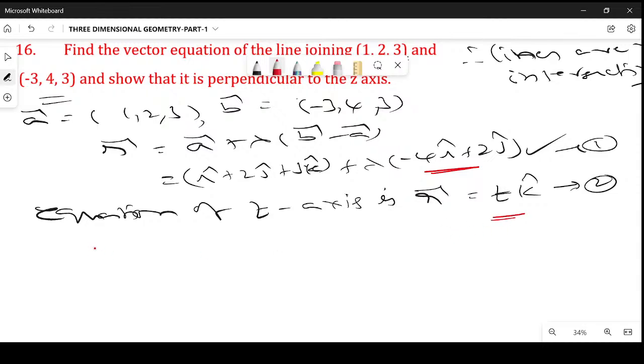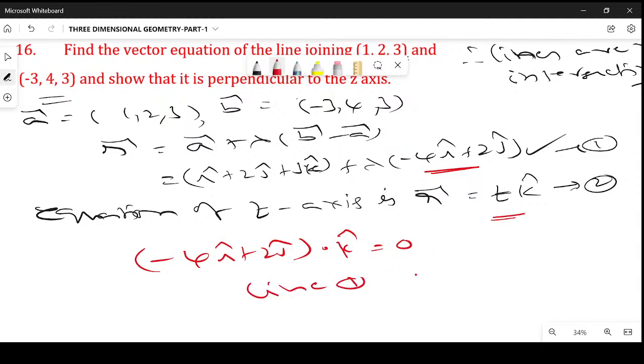To verify this, I can write (-4 i cap + 2 j cap) dot k cap. If we use dot k cap, it is always 0. Therefore, line 1 is always perpendicular to the z-axis. Line 1 is perpendicular to z-axis.